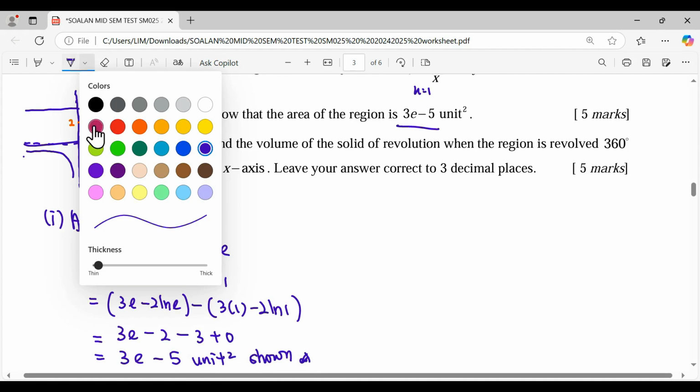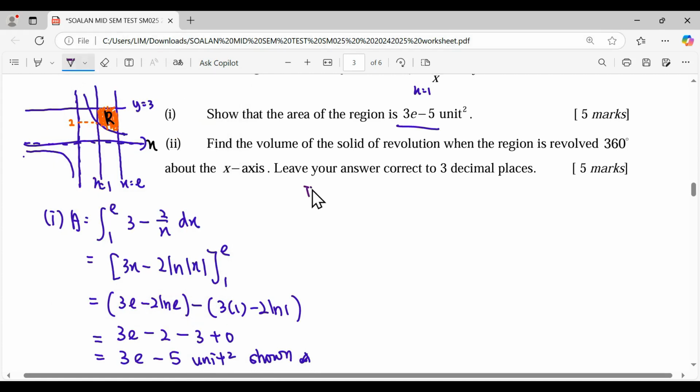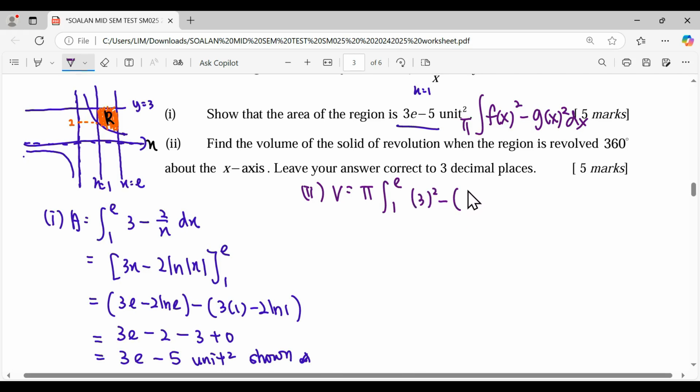And when we move on to the next question, number 2, finding the volume using the same region also means that this volume is using the two curve concept. Volume formula pi, so the limit is the same, 1 until e. So the two curve will be the curve above squared, so it will be fx square minus gx square dx. Integrate for volume. So fx square, which is 3 square, minus the lower curve here, 2 over x square dx.